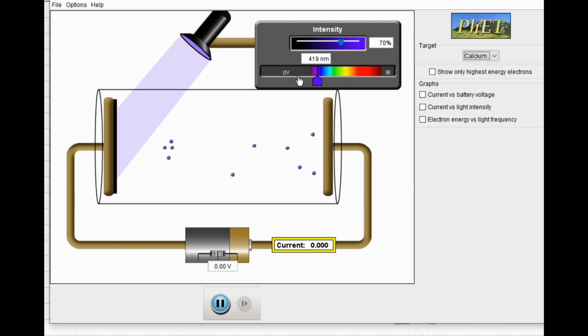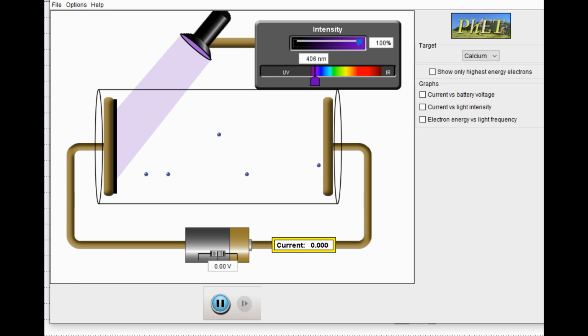For a frequency less than this value, which corresponds to 428, nothing is going to happen. For a frequency more than the frequency corresponding to 428, electrons will be emitted. I wonder what might happen if I increase the intensity now. Electrons are being emitted, I increase the intensity. You notice that the rate of electrons increases. Electrons will be extracted at a higher rate, in fact. So this is a quick overview of the experiment.